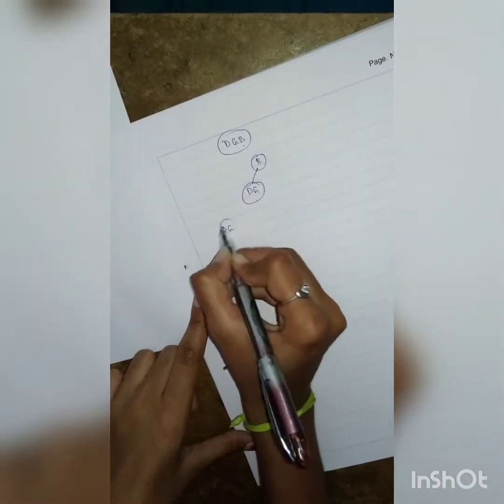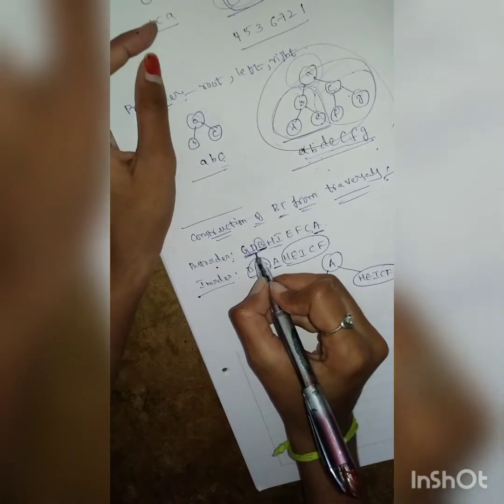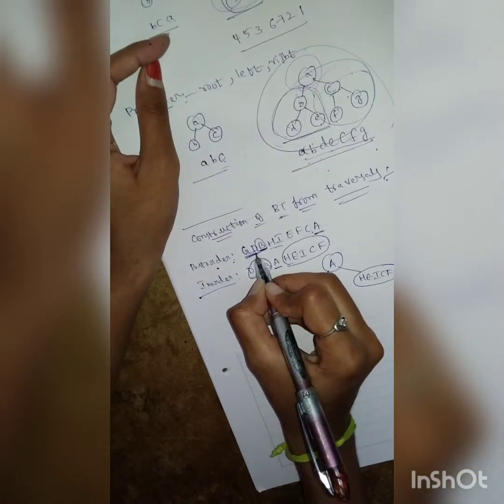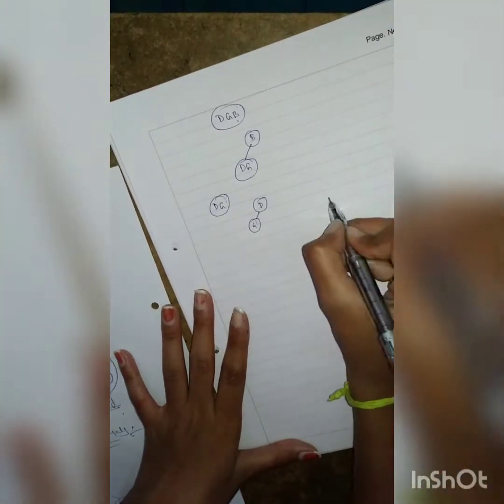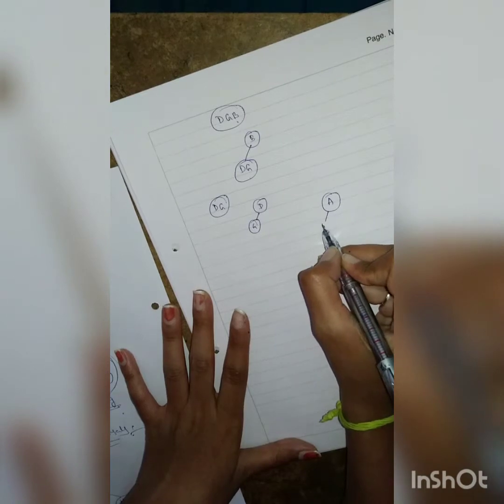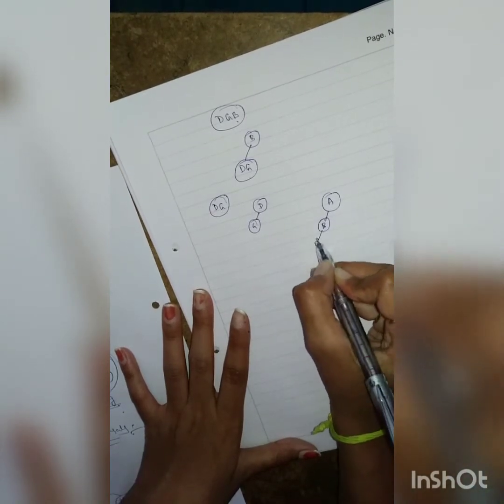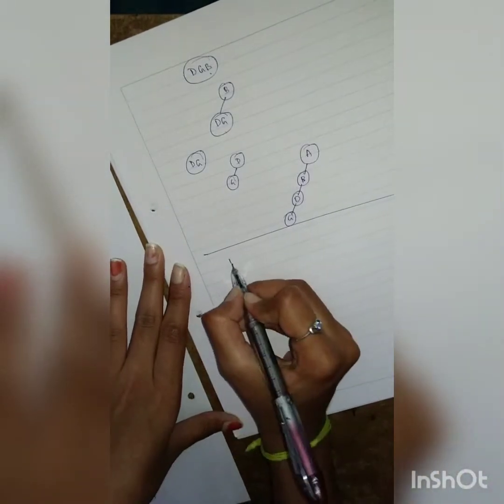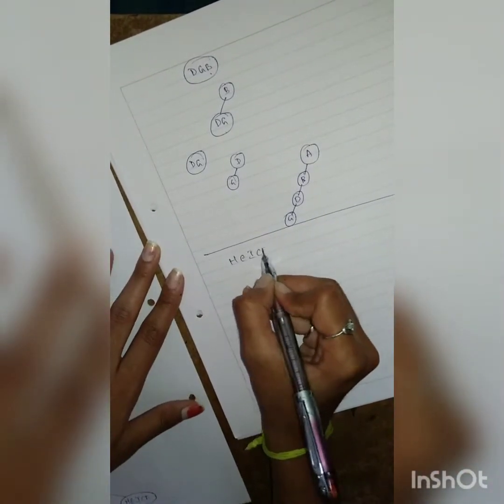And now we consider D, G. Here D is there. To the left of D, G is there. So we represent D, G like this. So finally we represent it as A, B, D and G. Done.